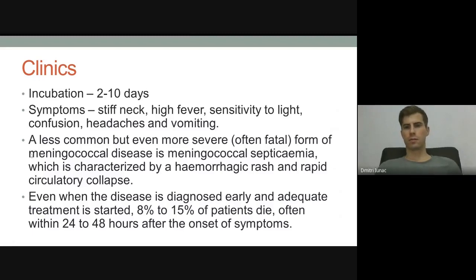Less common, but even more severe, it can even produce death: meningococcal septicaemia. It can produce a haemorrhagic rash that will spread all around the body. It can produce circulatory collapse, and in a very short period of time it can lead to death. So even if the disease is diagnosed early and treatment is started on time, a lot of patients, usually around 10%, between 8 and 15%, die within 24, 48 hours after the onset.